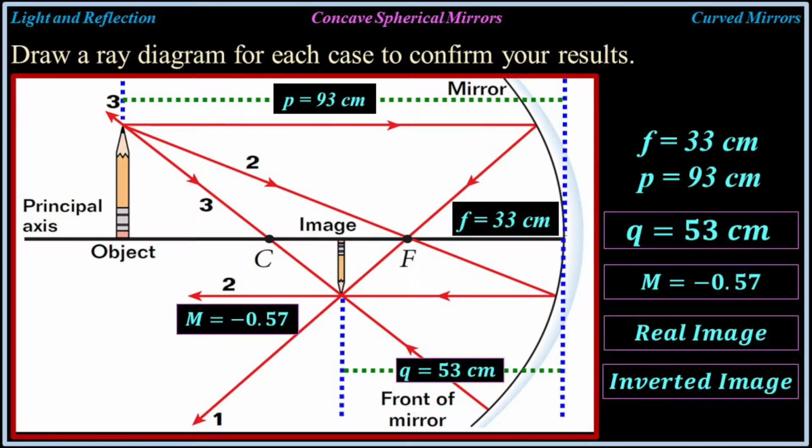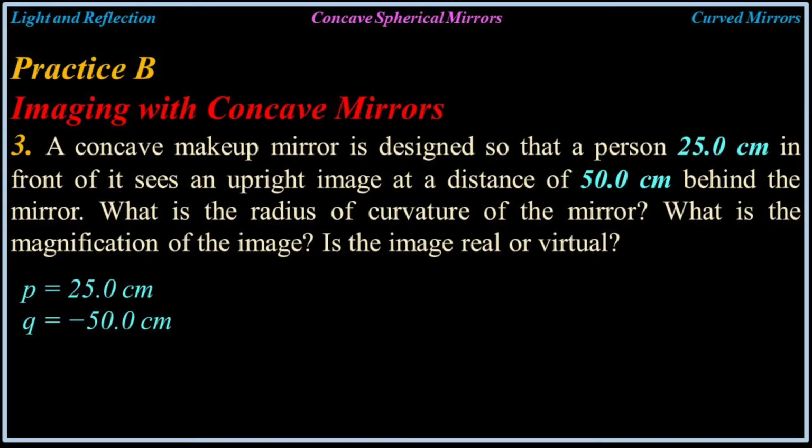All right, that's it. That's all the information. A concave makeup mirror is designed so that a person 25 centimeters in front of it sees an upright image at a distance of 50 centimeters behind the mirror. What is the radius of curvature of the mirror? What is the magnification of the image? Is the image real or virtual? Here's P and Q, and I certainly hope the image is virtual. Otherwise, why would it be useful as a mirror?